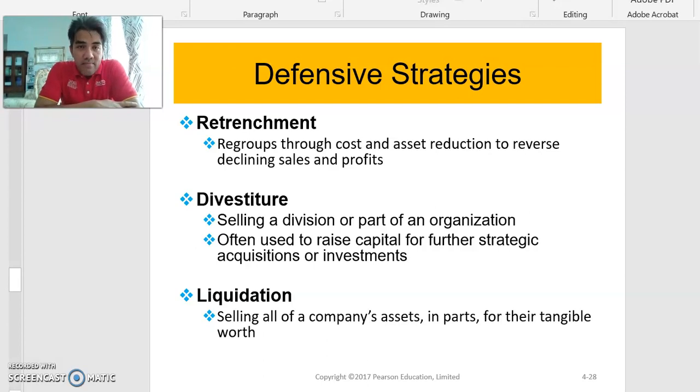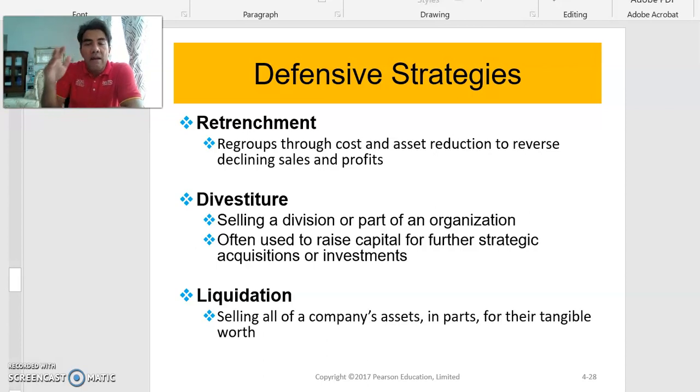Most of the time, laying off employees is one of the major strategies under retrenchment. Why do you lay off your employees? So that you can minimize your costs, in terms of your salaries, your wages, your part-time, overtime and whatnot. So that is the first strategy.